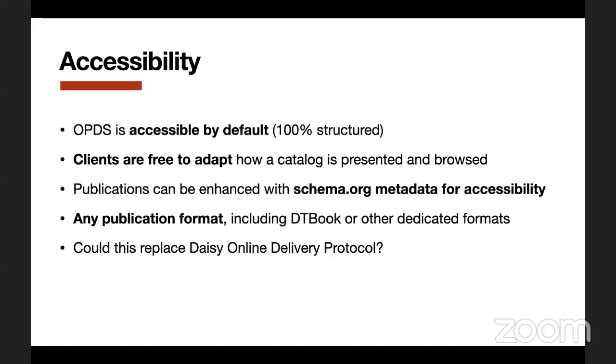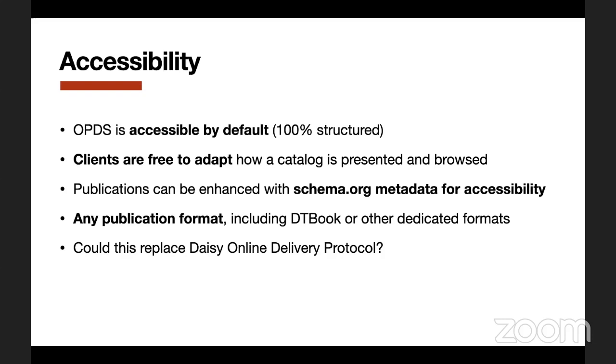OPDS is pure structure. So the homepage, for instance, we have structured navigation, we have structured groups of content. So it's all structured and can be presented any way you want. And when you look at a specific publication, it's also strictly structured metadata. So it's not like HTML where you're only going to have an H1 or something like that. In OPDS, you'll know exactly what is the title, what's the author. Everything is always structured.